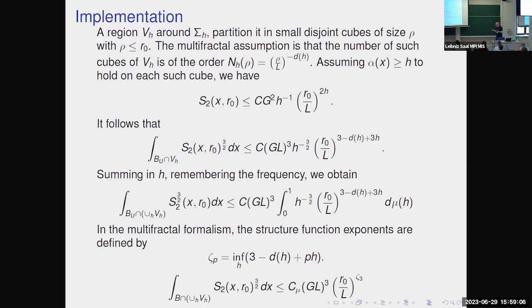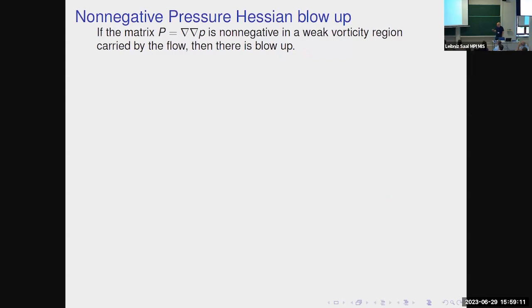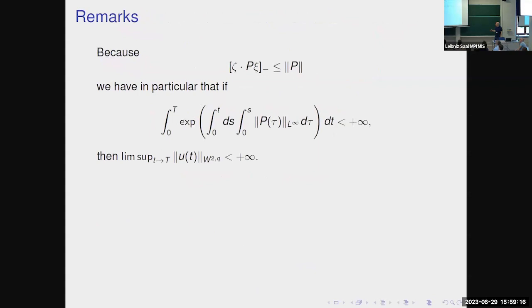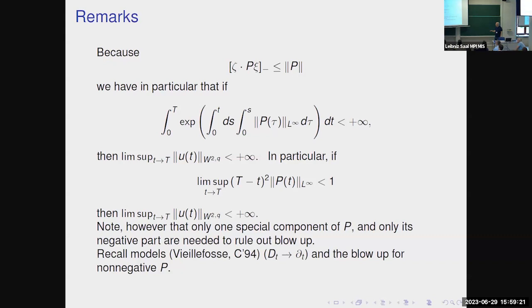All right, so I'm not going to talk about the Euler equations because I'm out of time. Let me give you this remark. If the Hessian of the pressure blows up like 1 over t squared, and the rate of blow up is less than 1, then there is no blow up. That's one of the results, okay? So this is a result with Dongho Chae a couple of years ago. Anyway, so localized and so forth.